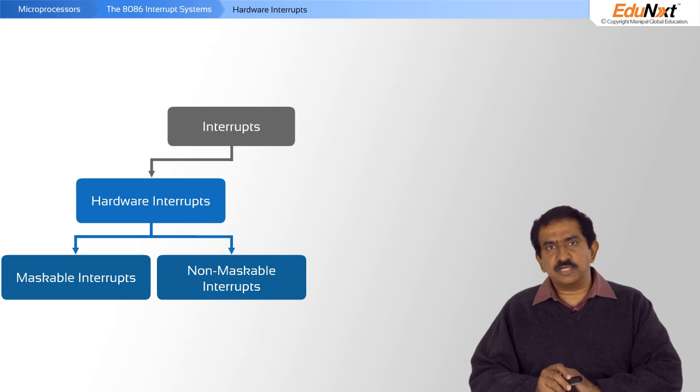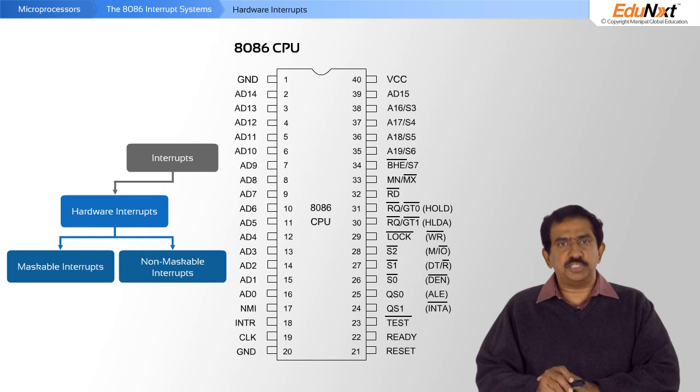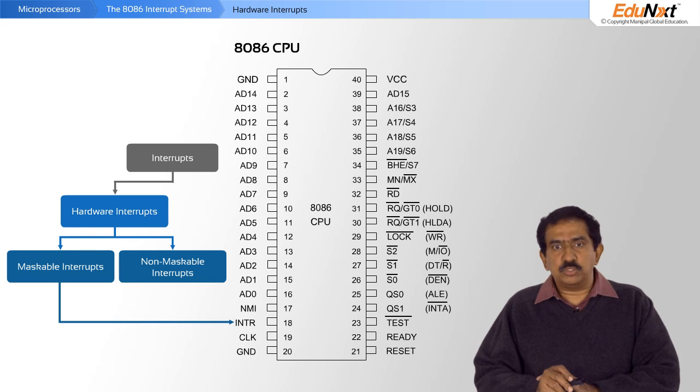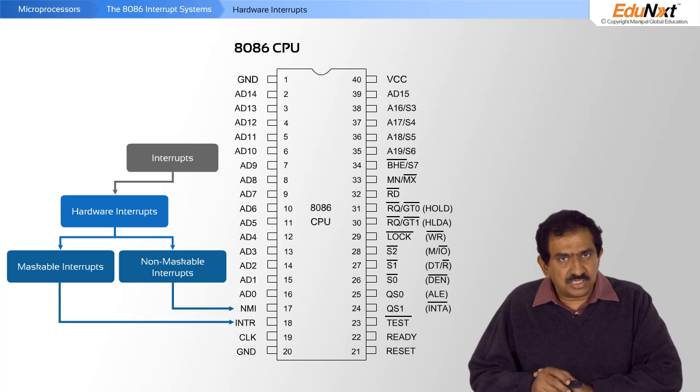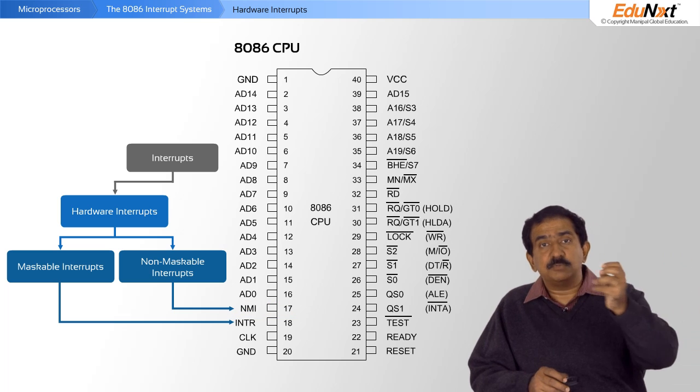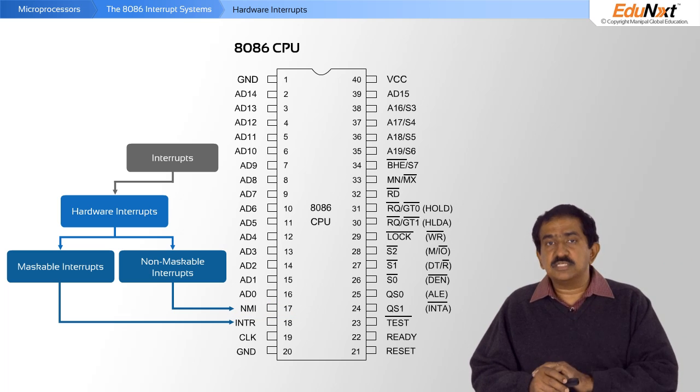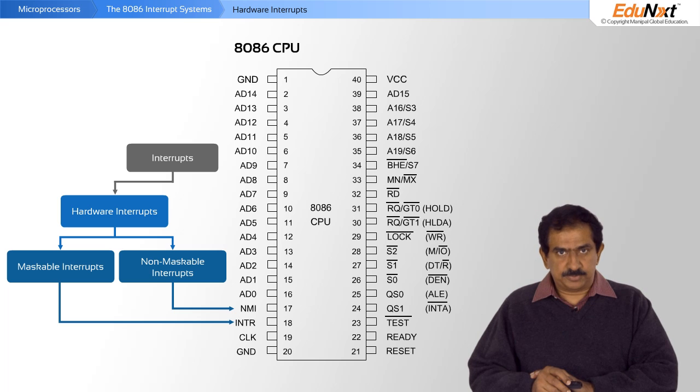Let's look at the hardware interrupt. If you see the 8086 chip pinout diagram, you connect the maskable interrupt to pin number 18, called INTR, the interrupt input pin. You connect the non-maskable interrupt to pin number 17. That pin is called NMI, standing for non-maskable interrupt. So this is the way you would connect external interrupting hardware devices to the 8086.